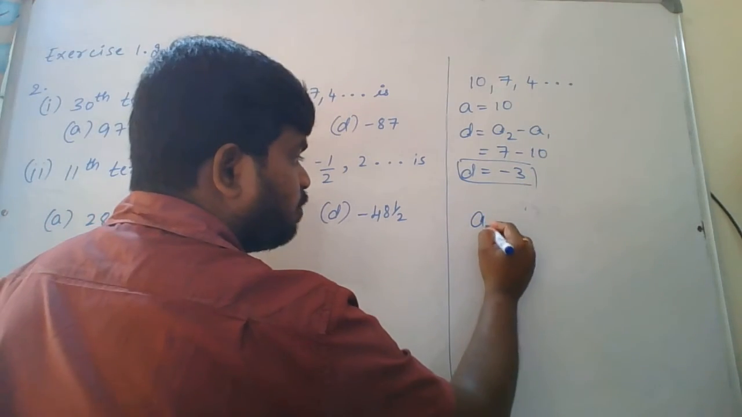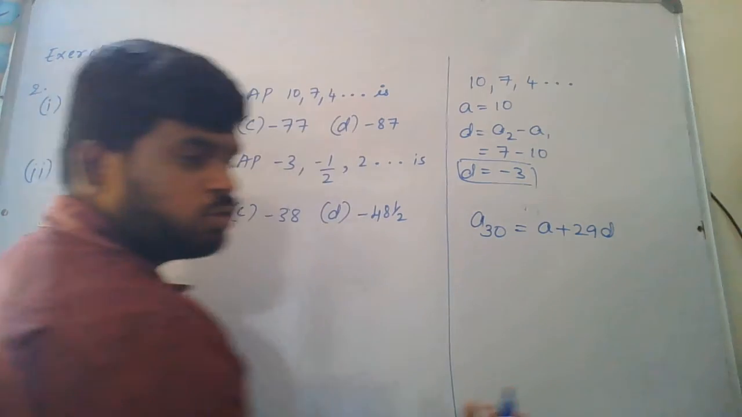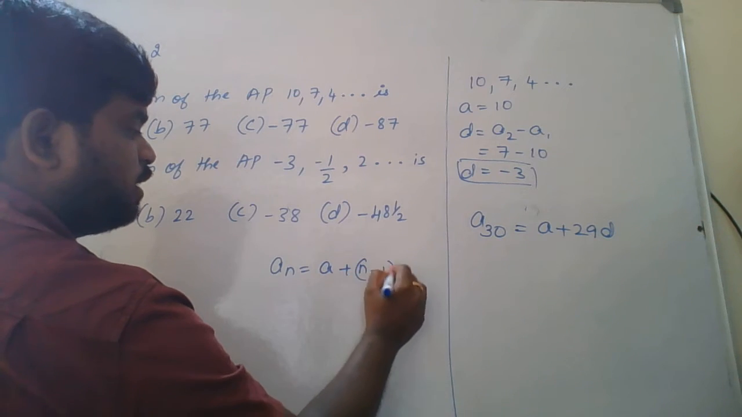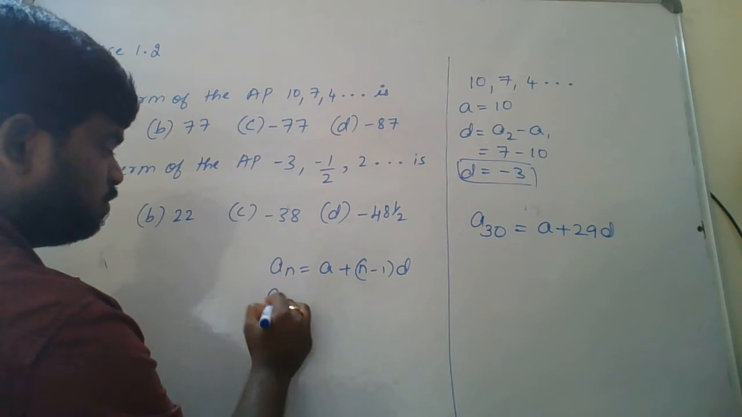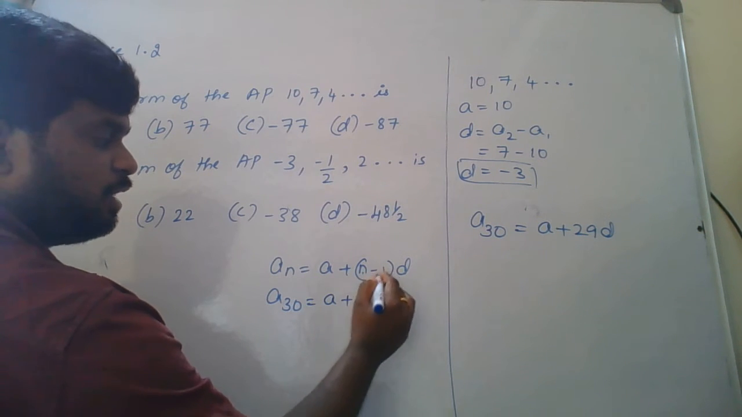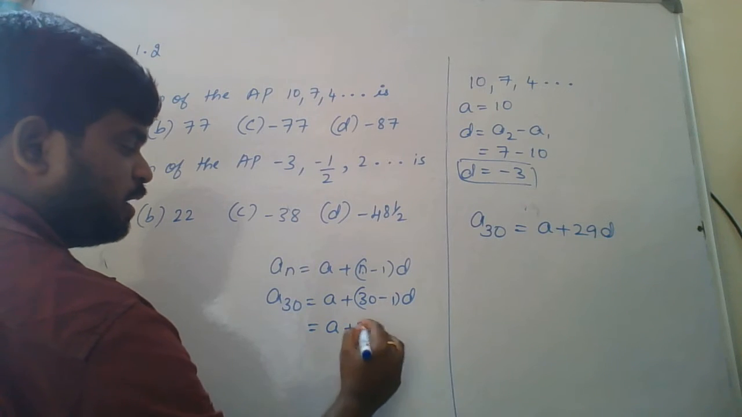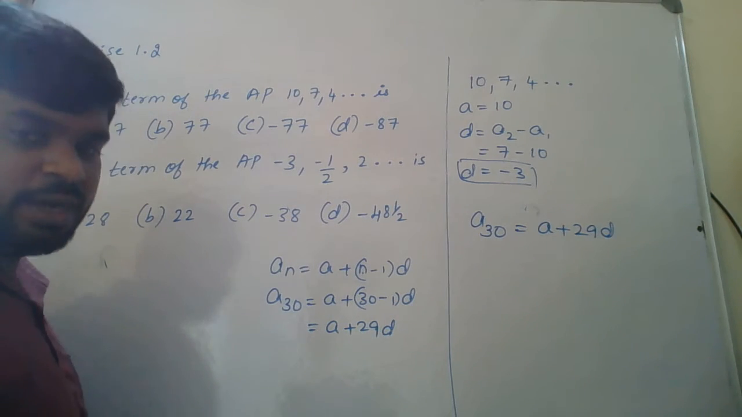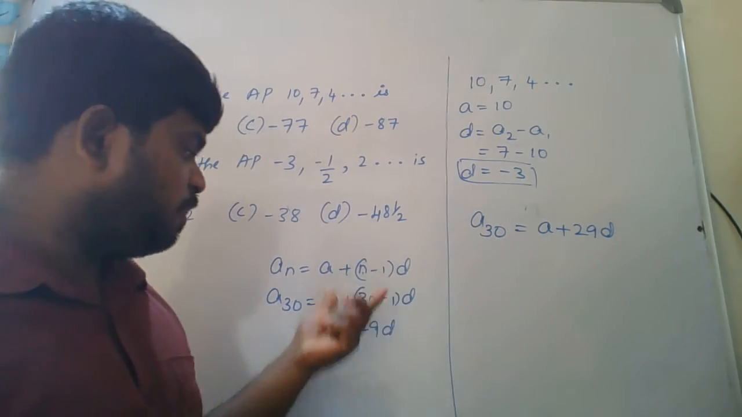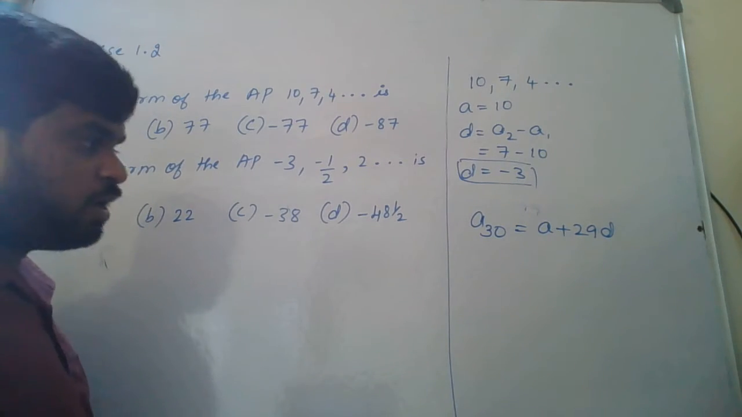Now we are supposed to find the 30th term. We know that the 30th term, A30, is A plus 29D. Or you can also use the formula: An is equal to A plus (n minus 1) into D. You need the 30th term, so this n should be written as 30. A plus (30 minus 1) into D, which is A plus 29D. So you can directly write it. But in exams, if it is asked, you write the formula first, because the formula will be counting for marks.